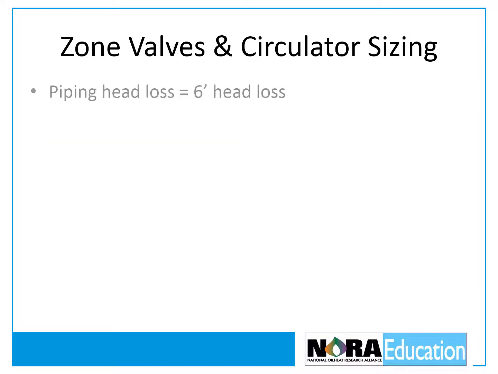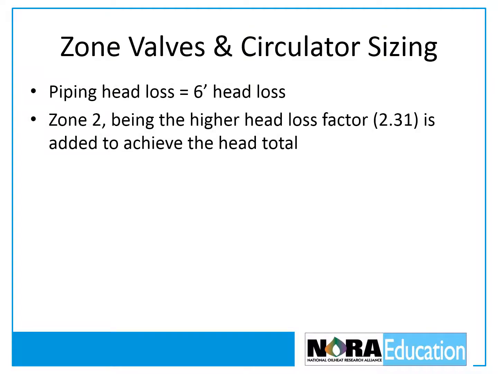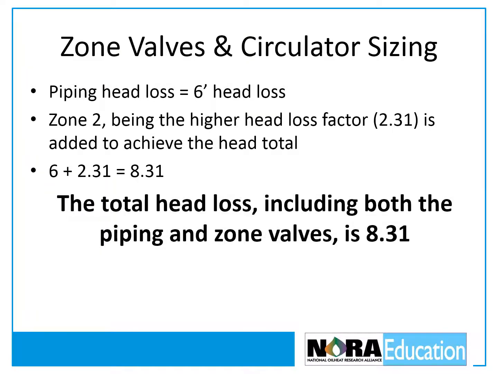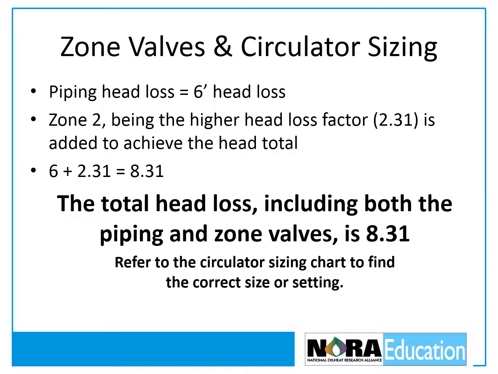A few moments ago, we discovered we had a 6-foot head loss on our piping. We need to add the higher of the head loss factors from our zones. In this case, it's zone 2, and our factor is 2.31. So we're going to take the 6-foot head loss from the piping, add the 2.31 head loss from the highest zone head loss, and we come up with an 8.31 factor. So the total head loss, including both the piping and zone valves, is 8.31. Therefore, you need to refer to the circulator's sizing chart to find the correct size or setting for this application.